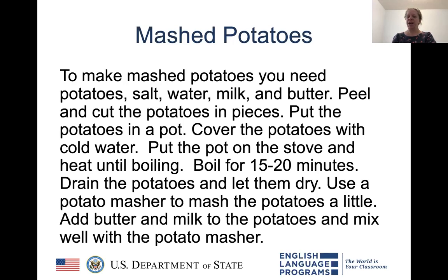Here is my text. So I wrote, to make mashed potatoes, you need potatoes, salt, water, milk, and butter. Peel and cut the potatoes in pieces. Put the potatoes in a pot. Cover the potatoes with cold water. Put the pot on the stove and heat until boiling. Boil for 15 to 20 minutes. Drain the potatoes and let them dry. Use a potato masher to mash the potatoes a little. Add butter and milk to the potatoes and mix well with the potato masher.